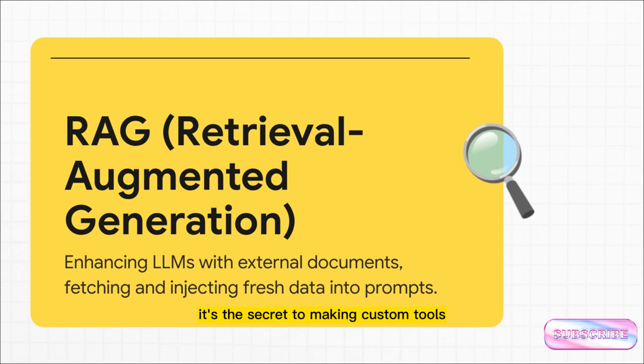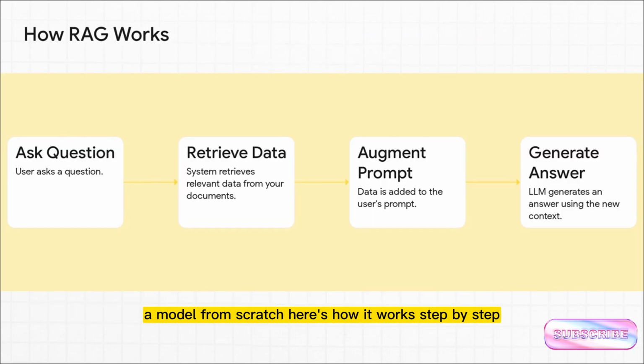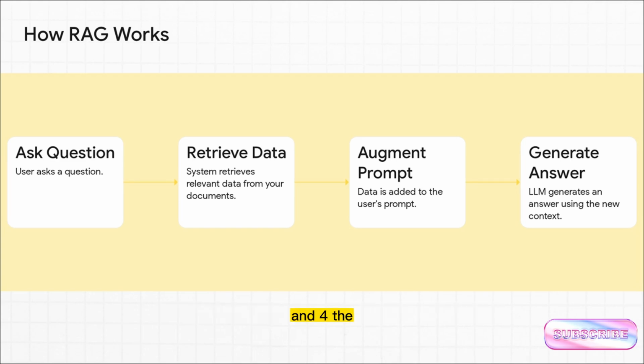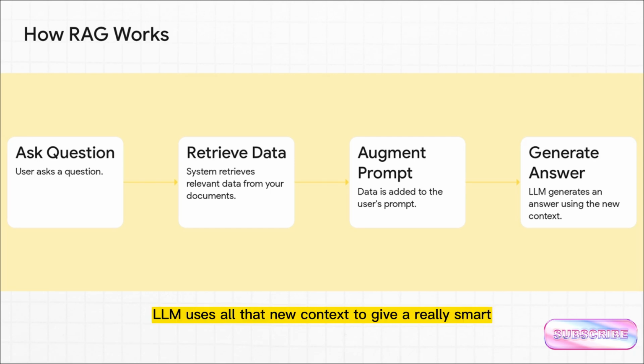It's the secret to making custom tools without the huge expense of retraining a model from scratch. Here's how it works, step by step, super simple. 1, a user asks the question. 2, your system scans your documents and pulls out the most relevant bits of info. 3, you stuff that info into the prompt behind the scenes. And 4, the LLM uses all that new context to give a really smart, relevant answer.